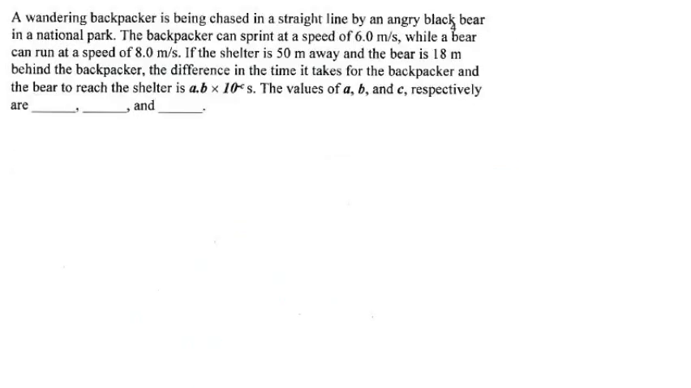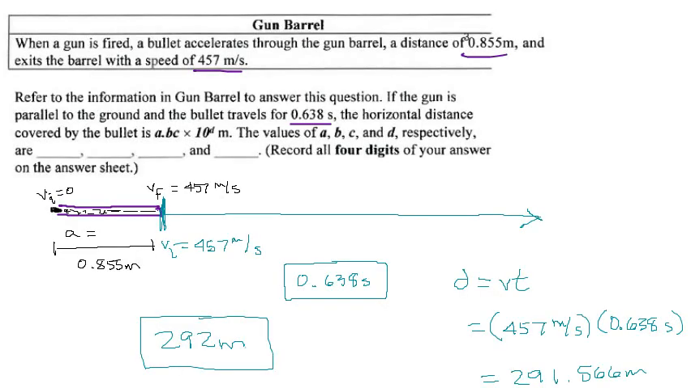Okay. Wandering backpackers being chased. Sorry, just before we get away from this one, it's important to organize all your stuff and to draw sketches. I encourage you to do a lot of that because especially in problems like this, we gave you an awful lot of information that you do not need. We talked about an acceleration that never got used. There was an initial velocity that we never touched, and there was a distance, the length of the barrel, that we ignored also.